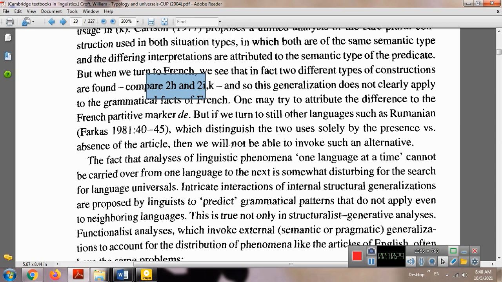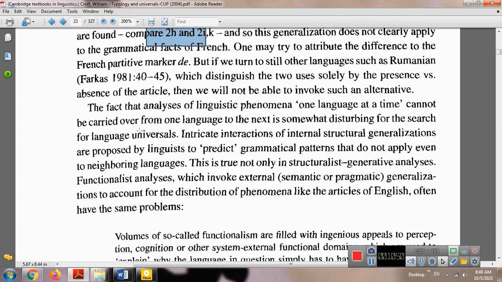Here in this section, it gives us some examples of some languages because it wants to show us the cross-linguistic comparison in typology. The fact that analysis of linguistic phenomena, one language at a time, cannot be carried over from one language to the next is somewhat disturbing for the search for language universals.